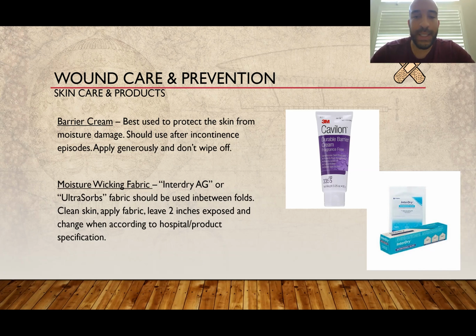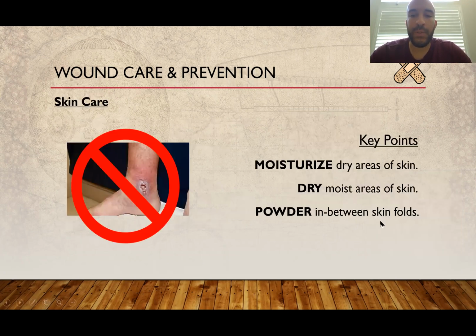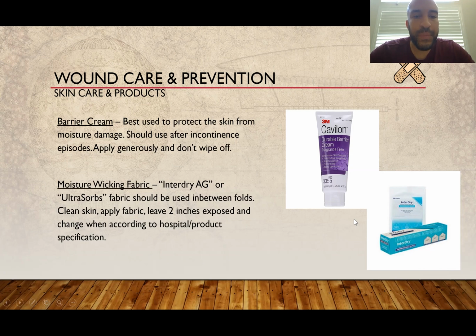Also, on this slide, I talked about powdering in between the folds. If you don't have powder or your patient doesn't like the powder, then use Interdry AG. This is a moisture wicking fabric that we can put in between the folds to make sure we're catching any moisture. Maybe your patient is overweight and they sweat a lot. This material can keep the area dry, and it's also infused with an antimicrobial agent.